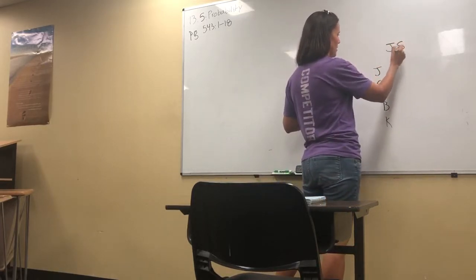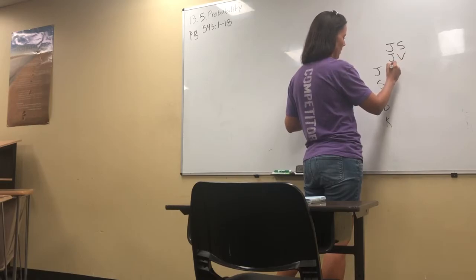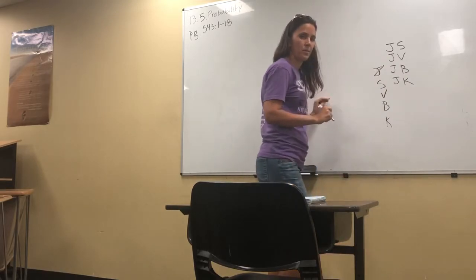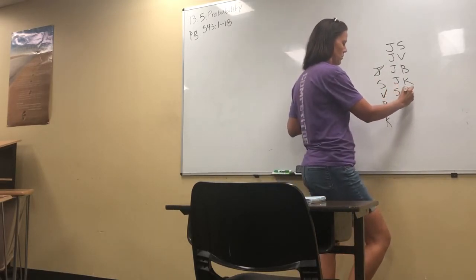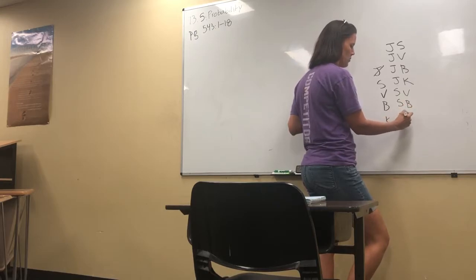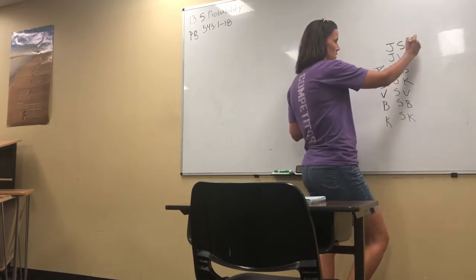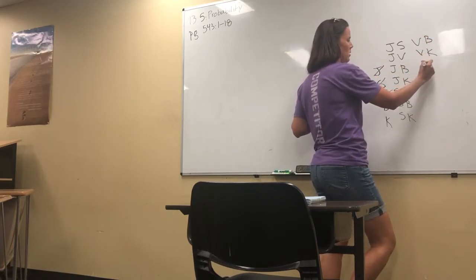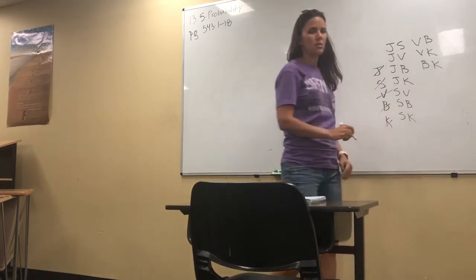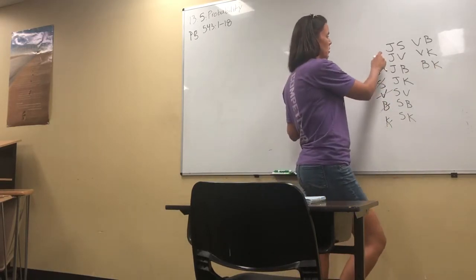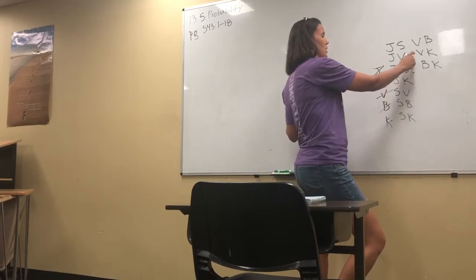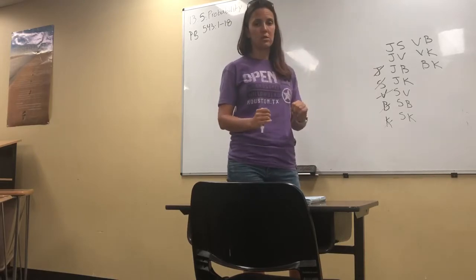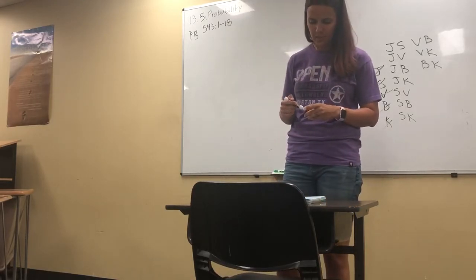We can have J with S, J with V, J with B, J with K, and now we're done with J. So now we go S with V, S with B, S with K. Done all the possibilities for S. V with B, V with K. Done with V, B with K. That's our sample space. Now it happens to be 1, 2, 3, 4, 5, 6, 7, 8, 9, 10 possibilities. But the sample space is you actually telling them what all the possibilities are.